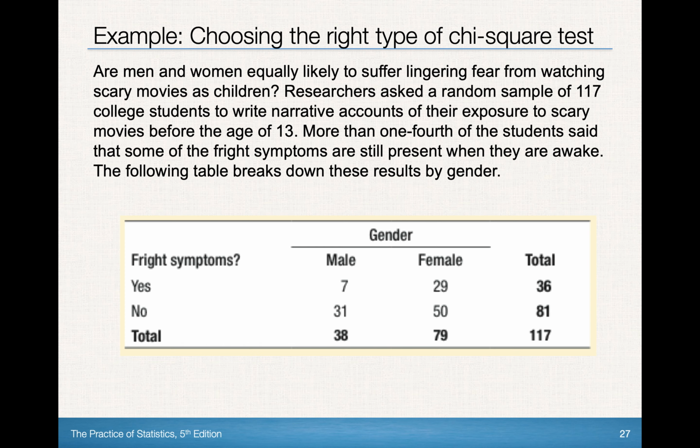There are two variables. The first variable is gender, male, female. The second variable is, do they have fright symptoms, yes or no? That's what makes this a two-way table: my rows and columns both represent variables, not populations. There is one population. The population is college students.